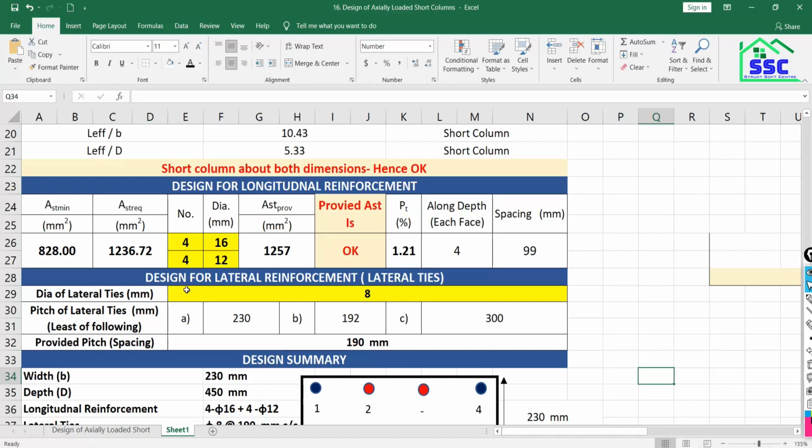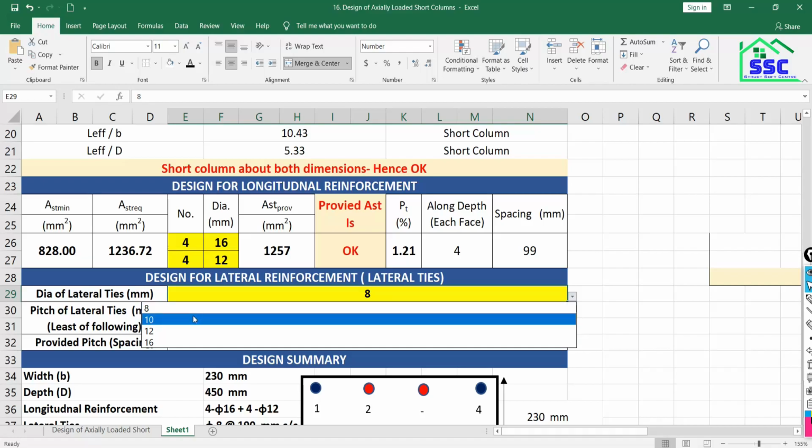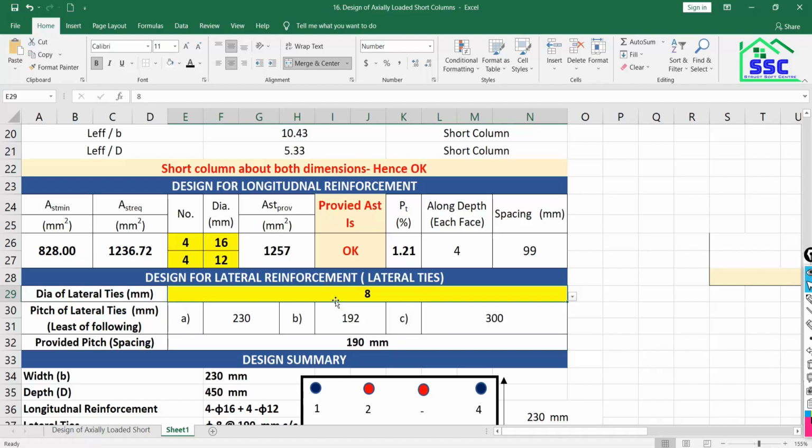Next, we have to design the lateral reinforcement, or we can say shear reinforcement. The diameter of bar that I am going to consider here is 8 mm. Whatever you want, any diameter of bar you can choose as per your requirement. Here I am going to consider 8 mm dia bar for the shear reinforcement. Now, as per the IS 456 recommendation, three recommendations are there. Just try to understand.